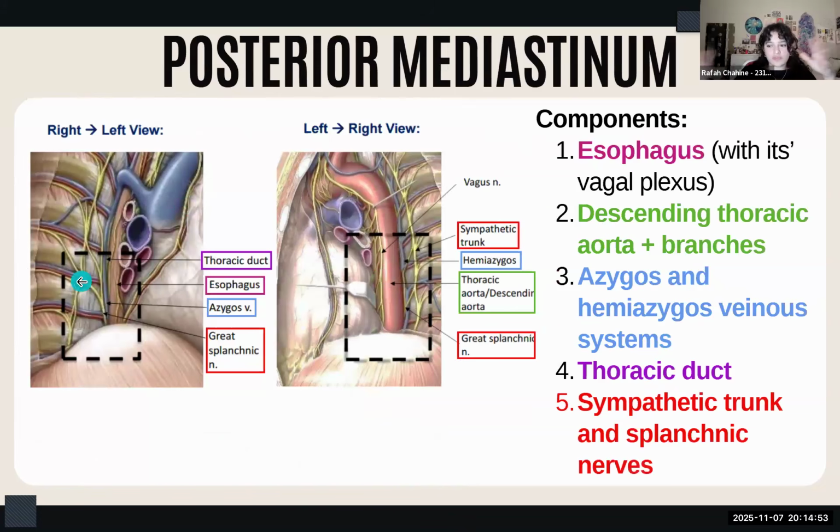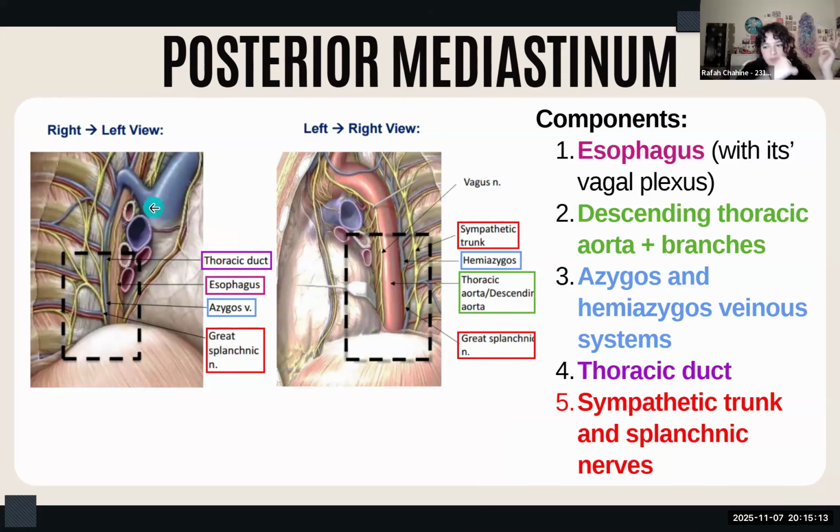Two pictures because we have two different sides. What do we find? We find the esophagus. This muscular thing, this muscular line right here, that's the esophagus. Okay. We also have the descending thoracic aorta right here. And its branches like the posterior intercostal arteries, right, from 3 to 11. And then we also have the azygos and the hemiazygos.